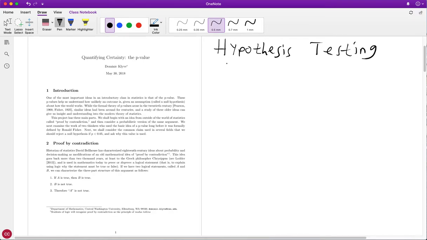we obtain a p-value. And one of the more controversial aspects about that is, what on earth does this p-value mean? But this p-value that we do obtain refers to how unlikely some outcome is given some type of assumption, and that assumption is referred to as a null hypothesis.